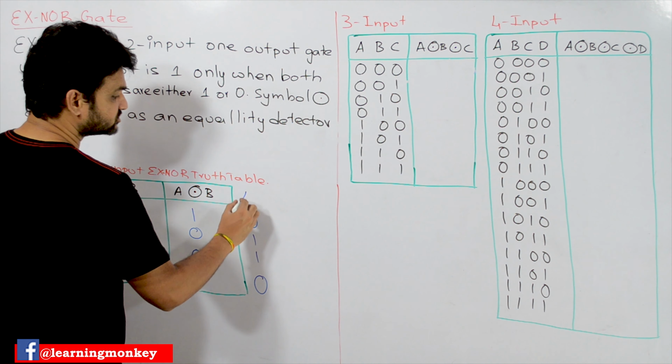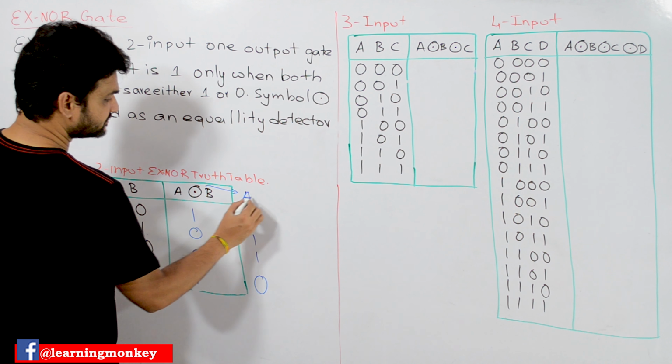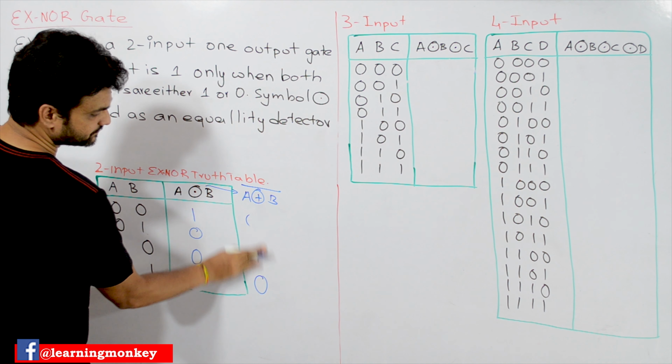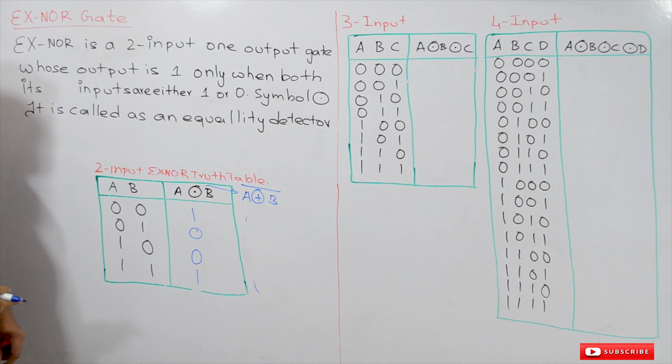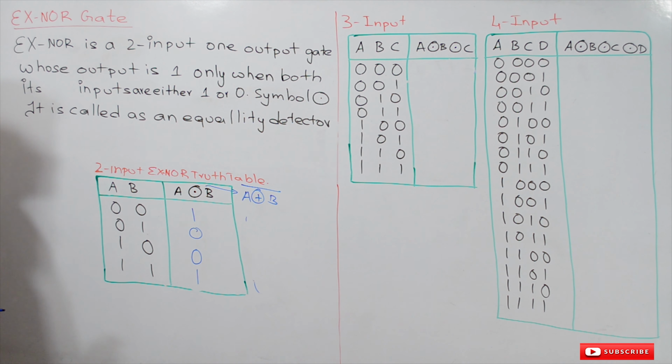So it can also be represented as XOR with a whole complement. Okay, so this is also the representation for XNOR. So the output of XOR will get complemented.